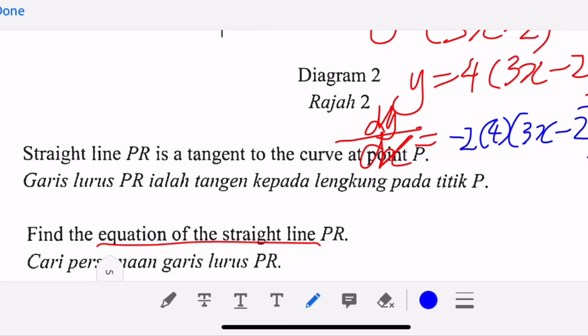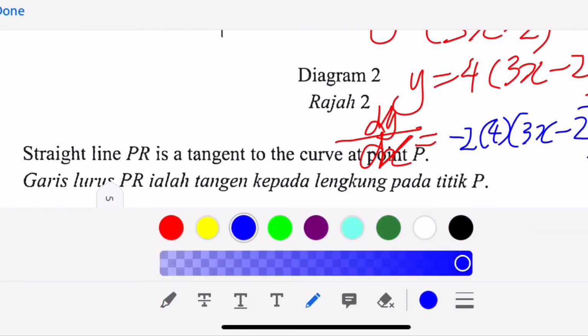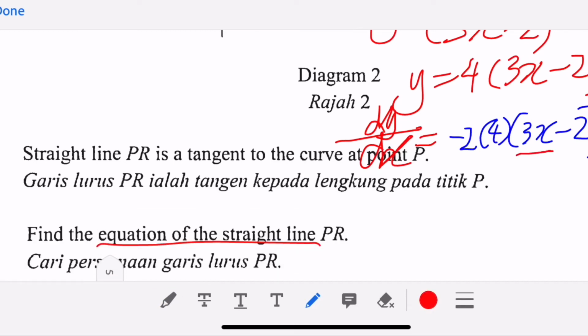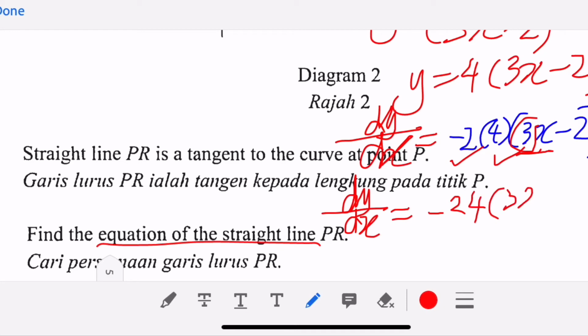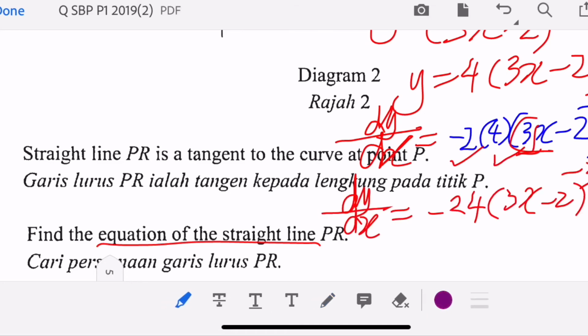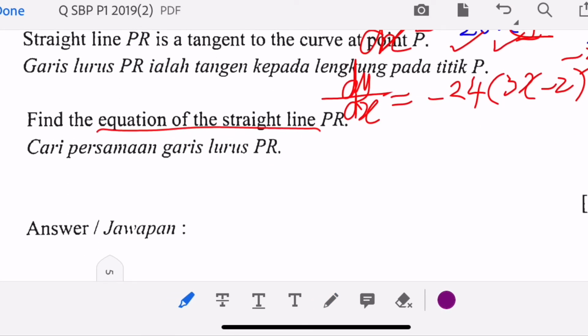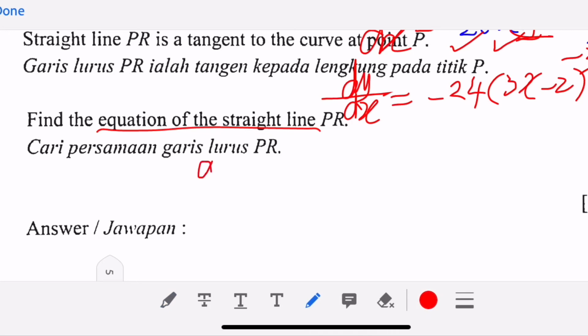So double check. Now we will remind ourselves, after we use the chain rule, we always have to check what is the function in the bracket, and we have to differentiate the function in the bracket. This is the part most students forget. So you still have to differentiate 3x minus 2. Differentiate 3x, you get 3, right? So don't forget to multiply by 3.